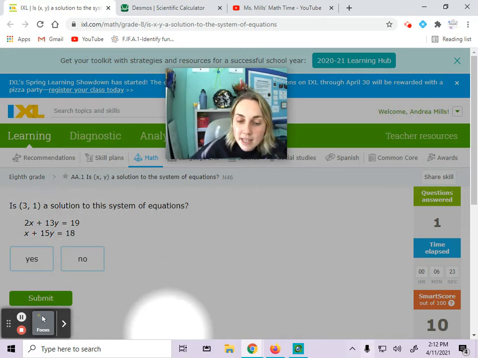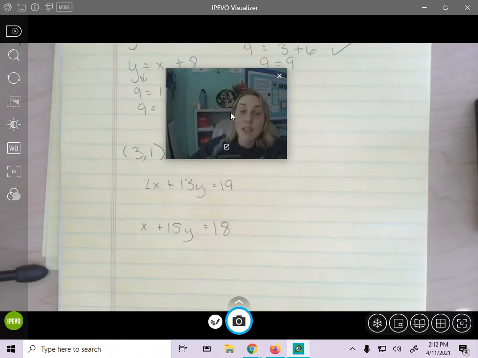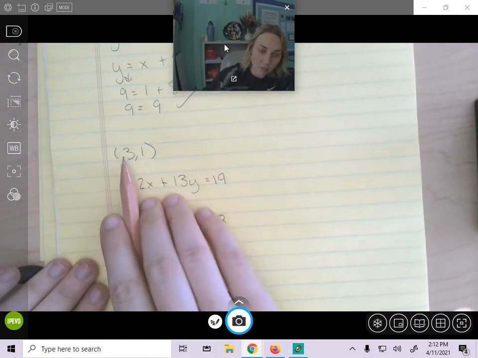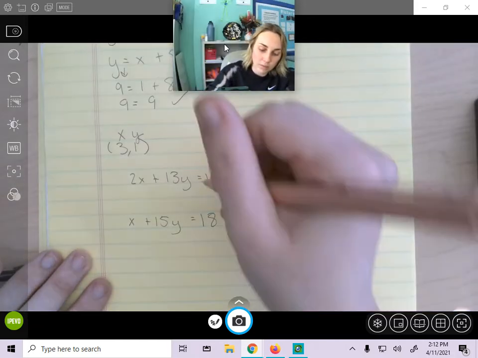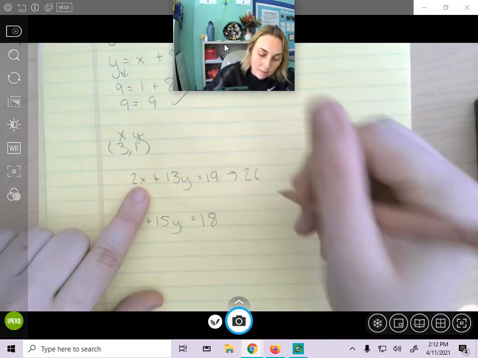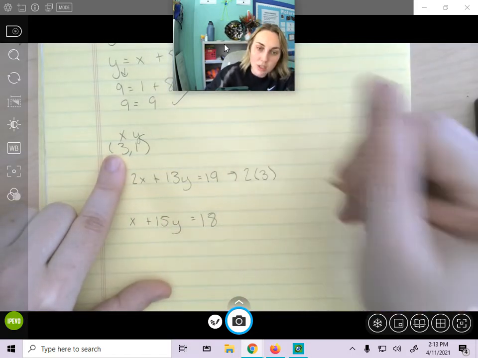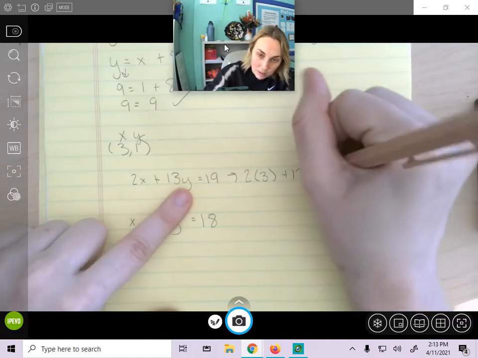Same thing. I'm going to plug in my ordered pair into both of these equations to make sure it is true. So remember, first number is always an x value. Second number is always a y value. Now substitute. I need my x value first. My x value is 3, so I'm going to substitute that in. Plus 13, my y value is 1. I'm going to substitute that in.